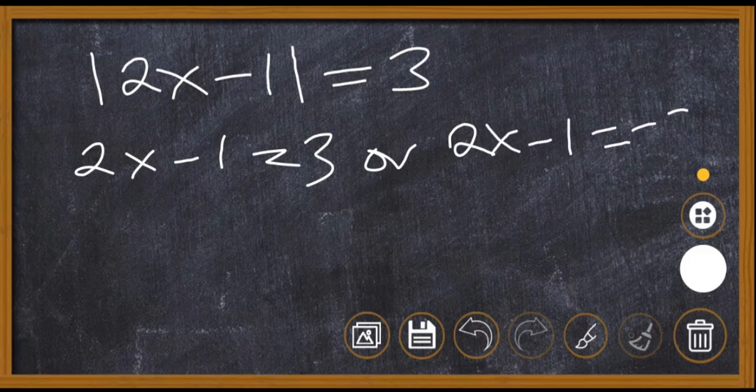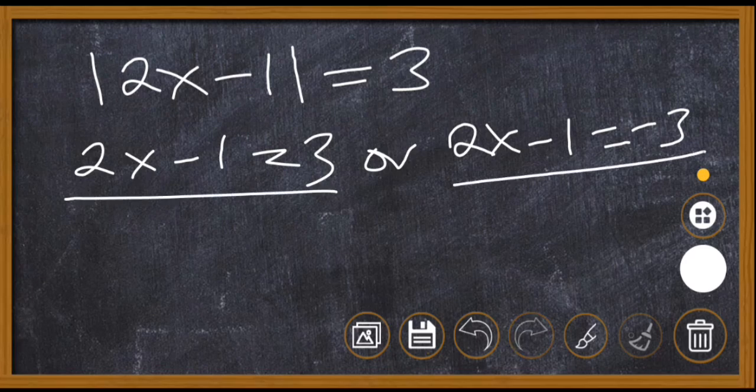Whenever you have a modulus function that has been equated to something, always equate the value inside to a positive value and a negative value, then proceed to solving your given expression. So in this case, we're going to solve this and this equation. Whatever values we get, those are the values of x.